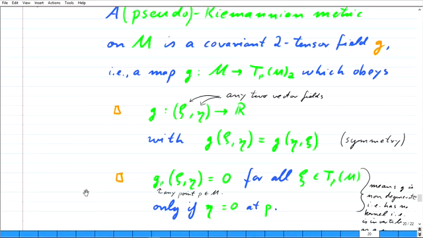So the metric is required to be non-singular, symmetric and non-singular. The non-singularity condition of it will allow us to define a volume form on the basis of the metric. Remember, a volume form is an n-form that nowhere vanishes.